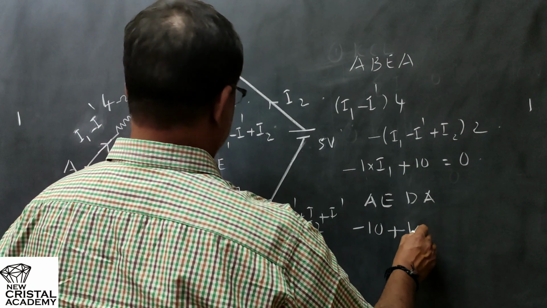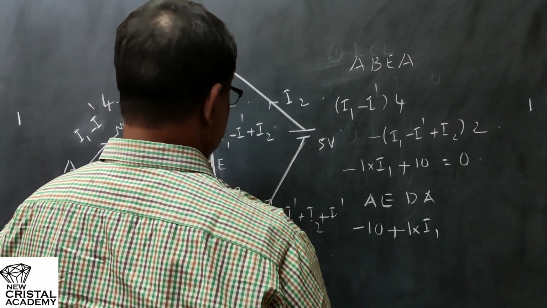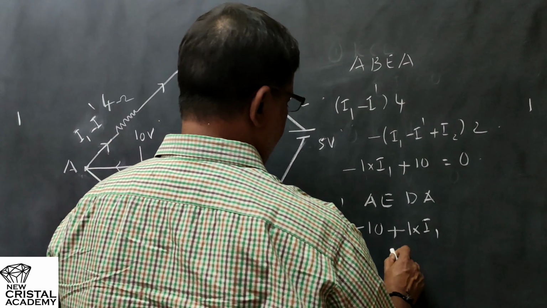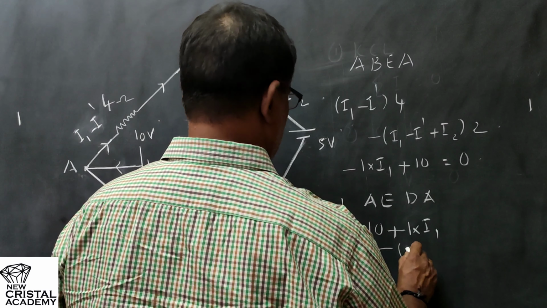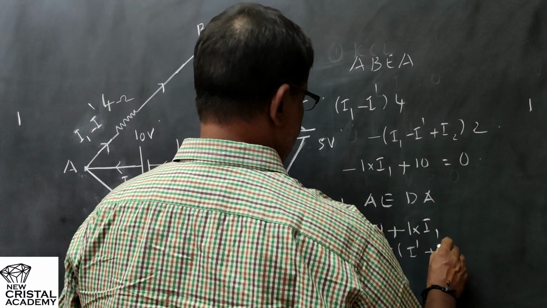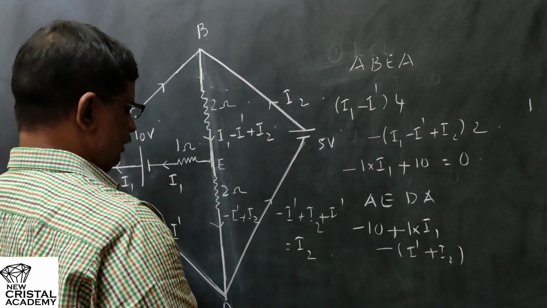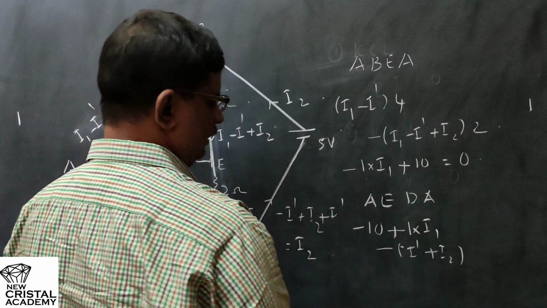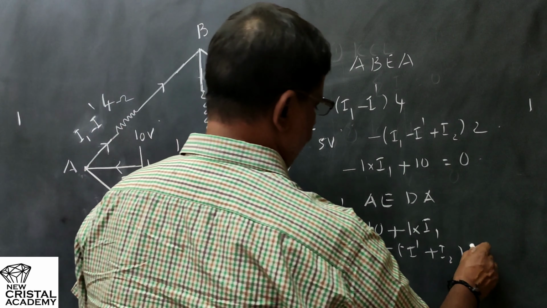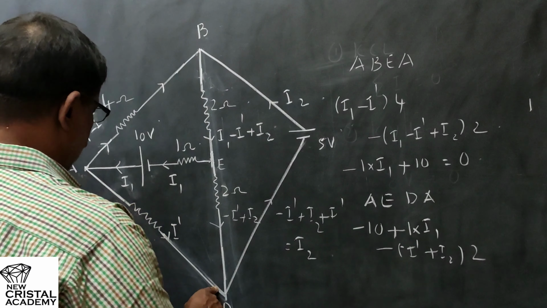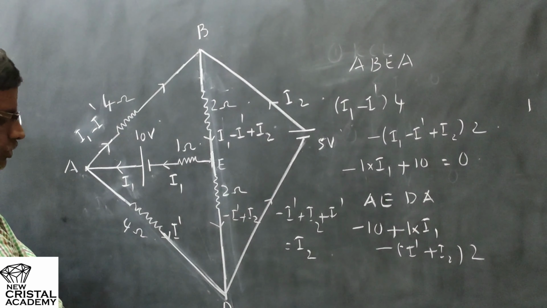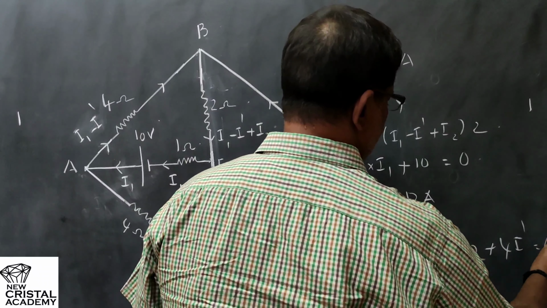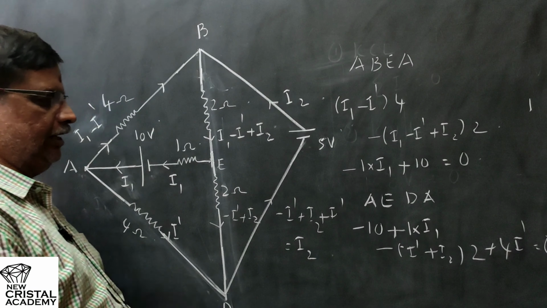So 1 into I1, then downward through the 2 ohm resistor in the same direction as that of the current flow, so we have a minus here, minus (I dash plus I2) into 2, and finally through this resistor, again traveling in the opposite direction of the current flow, plus 4 I dash equal to 0. That is the second equation.